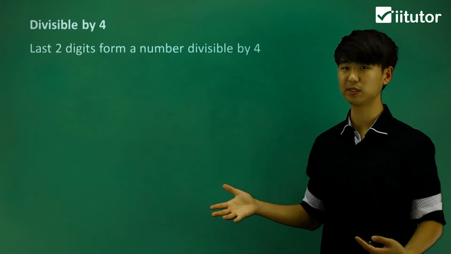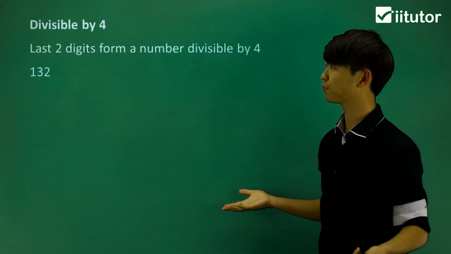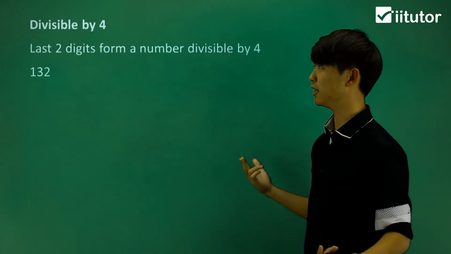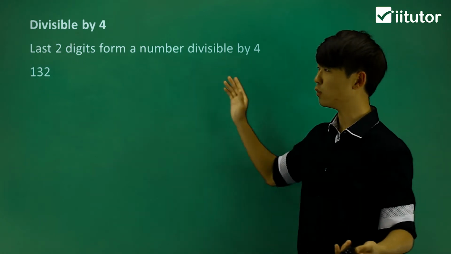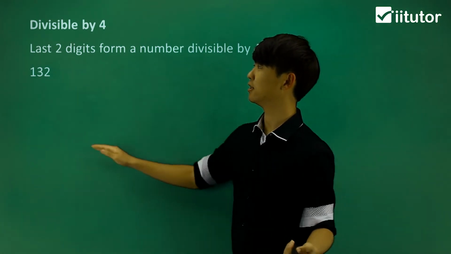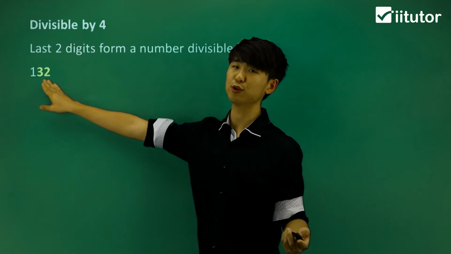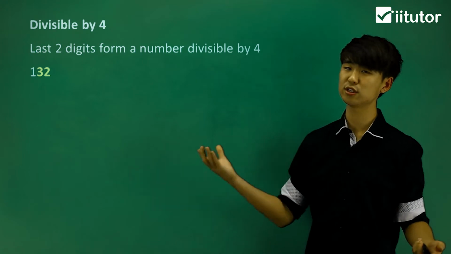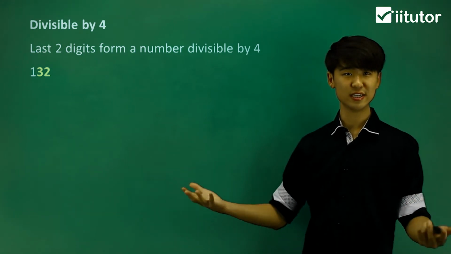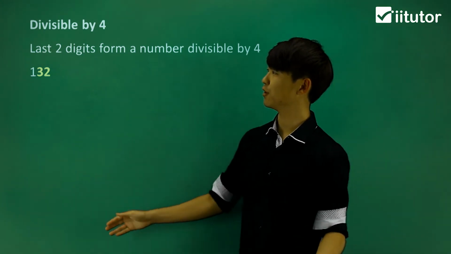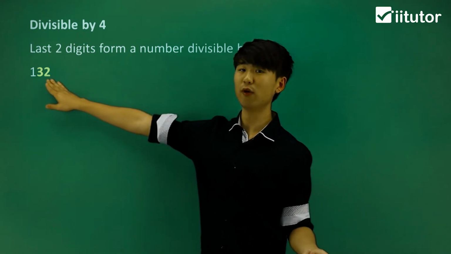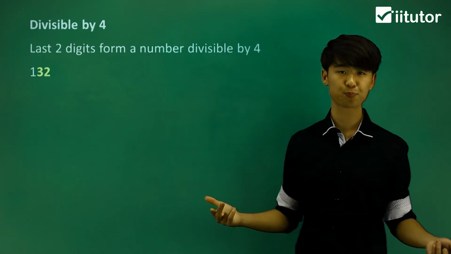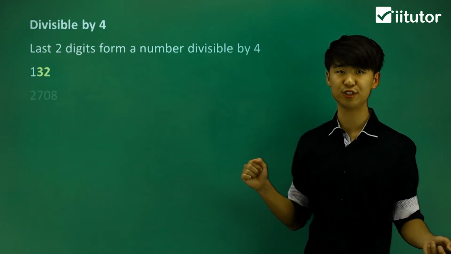So let's take a look at some numbers that we know are divisible by 4. The first one we're going to look at is 132. Like we said, to know if it's divisible by 4, we're going to consider its last two digits, in this one being 32. Is 32 divisible by 4? Yes, 4 times 8 equals 32. So the last two digits are divisible by 4, then the whole number, 132, is also divisible by 4. So we're considering the last two digits.